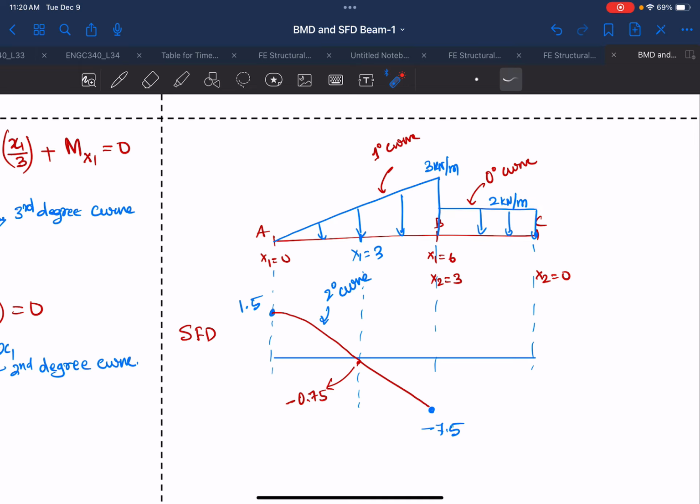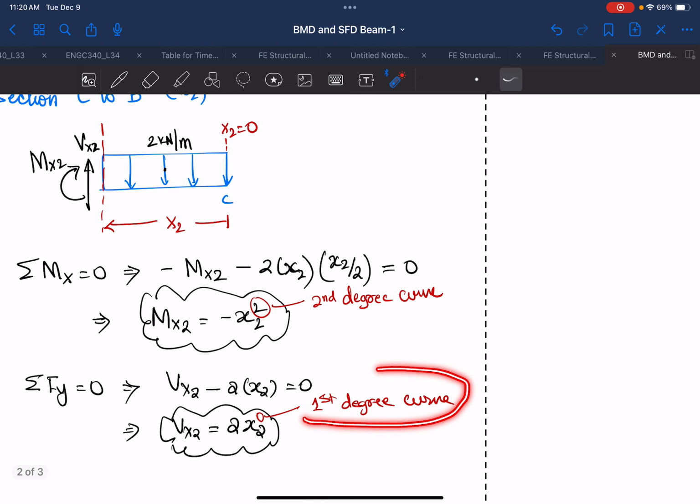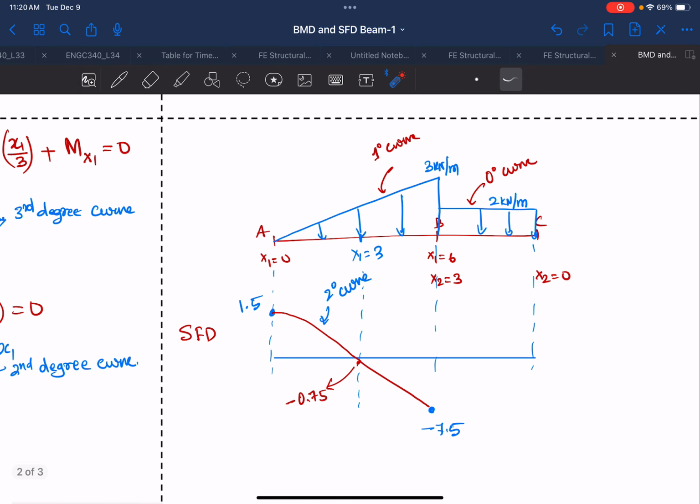Here the curve is 0 degree for the loading. What do we expect for shear force? You'll expect a shear force of 1 degree. Let's see if it's true or not. The shear force diagram for x2 is 1 degree. That's the relationship between the load distribution slope and the shear force. If you start from x2 equal to 0, your shear force will be 0, and at x2 equal to 3, your shear force will be 6.